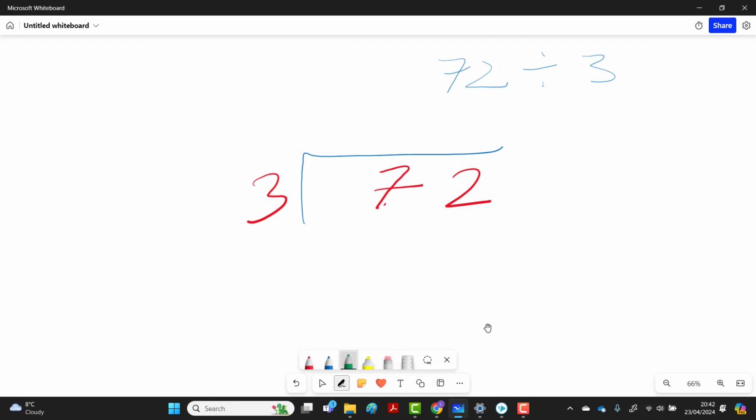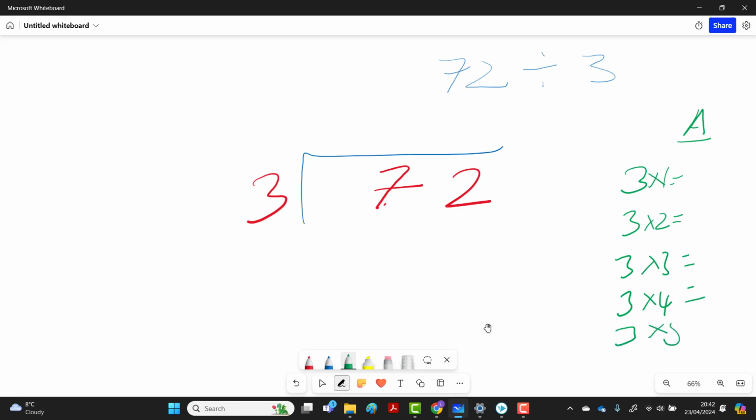Okay, so let's do it: how many 3s go into 7? So you know your 3 times table, and if you're not sure, you write it out. 3 times 1 is 3, and this is the answer column. The answer can't be above 7. So 3 times 2, 3 times 3, 3 times 4, 3 times 5. That's an example. So you keep going if you don't know your times tables, but you should know them to do this.